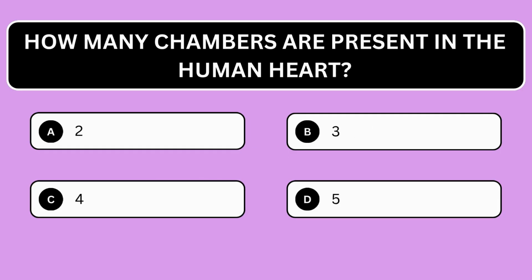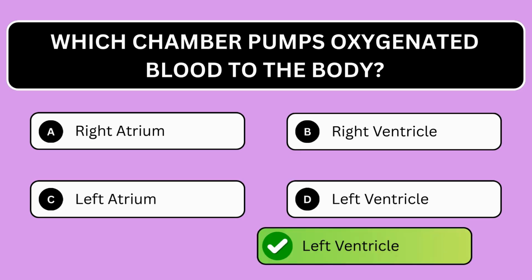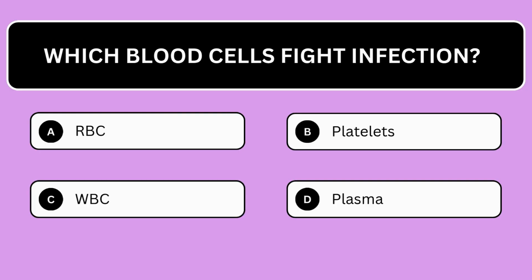How many chambers are present in the human heart? Which chamber pumps oxygenated blood to the body? Which blood cells transport oxygen? Which blood cells fight infection?